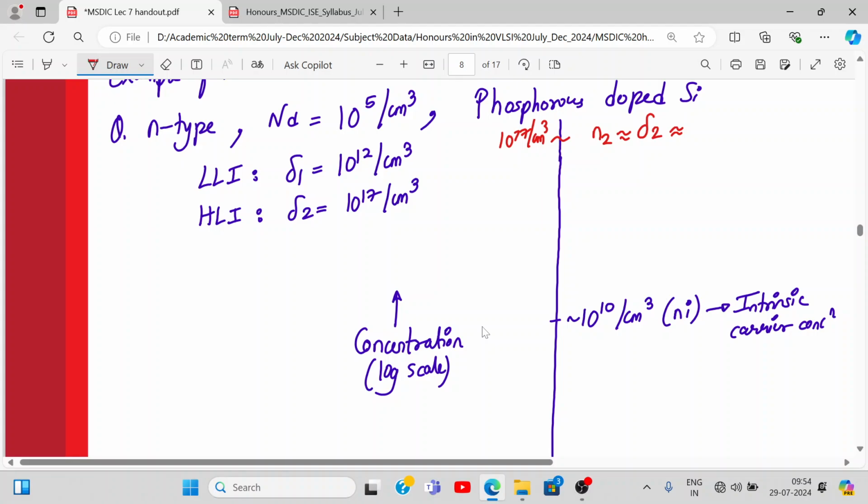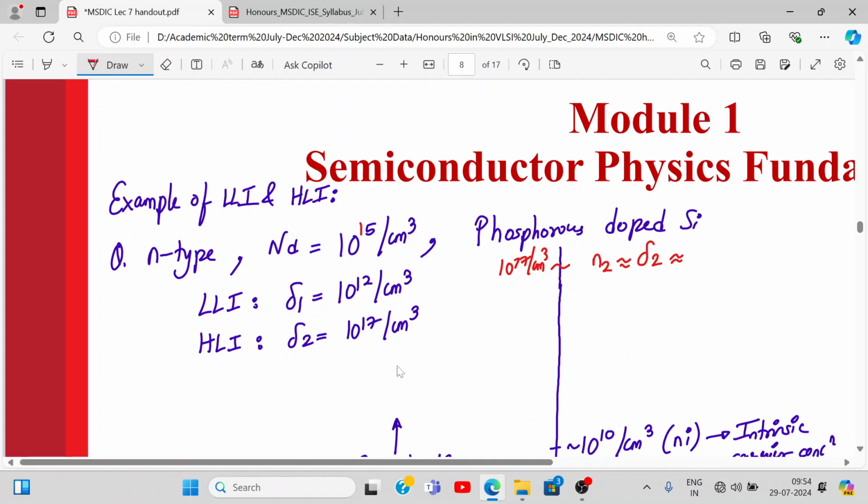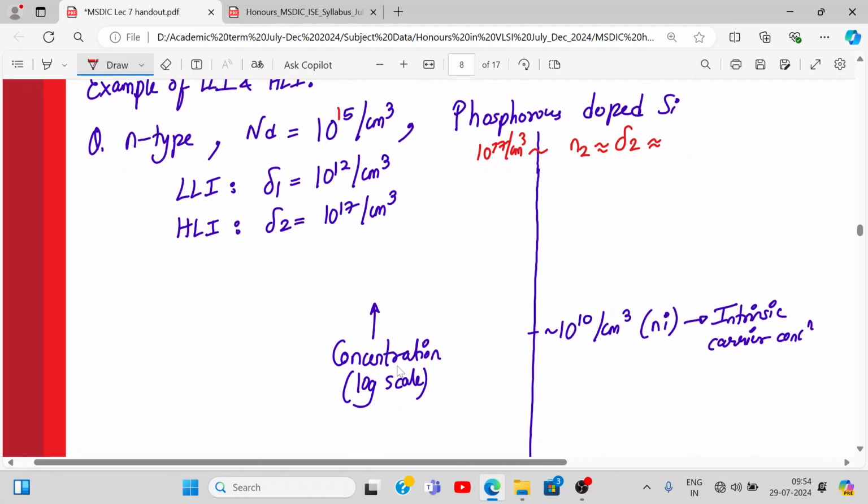How much will be n1? Actually, I think this is 10 power 15. This is not 5, this is 15. Just make that correction. These are majority carrier concentrations, no? 10 power 15 it is. This is 10 raised to 17. So this is actually high level injection, right? Okay. How much will be n1?